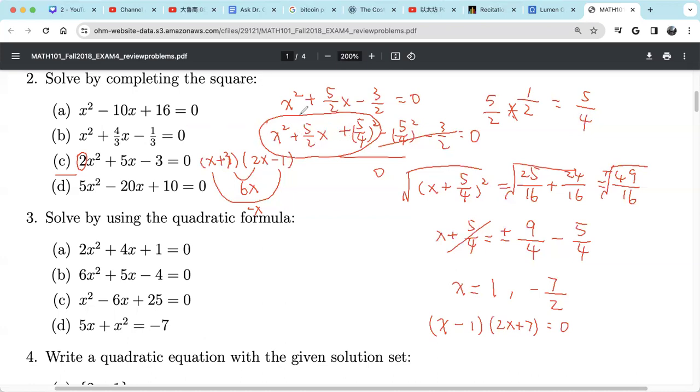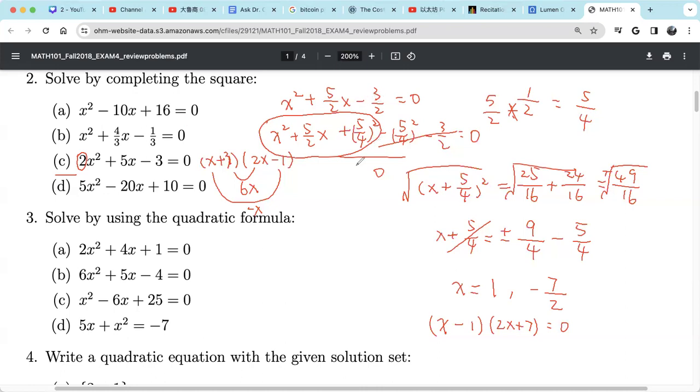So 5, oh, not 5 over 2. Okay, I have made different questions. You see, I did a 5 over 2 here. We don't have 5 over 2. Oh, I did, because I divided by 2. I divided everything by 2, so I have x squared plus 5 over 2x minus 3 over 2.